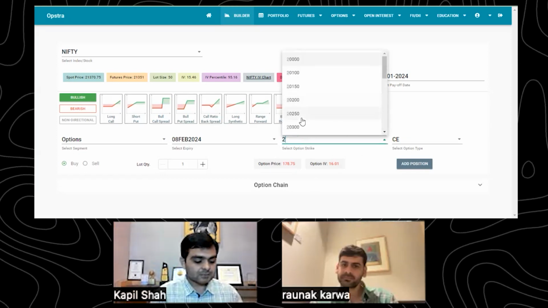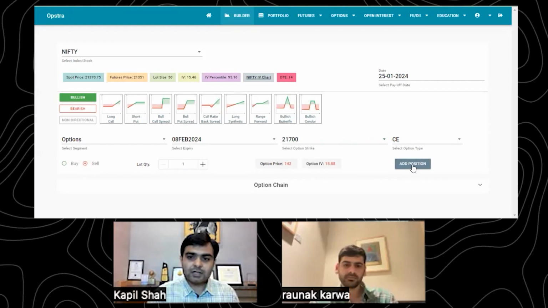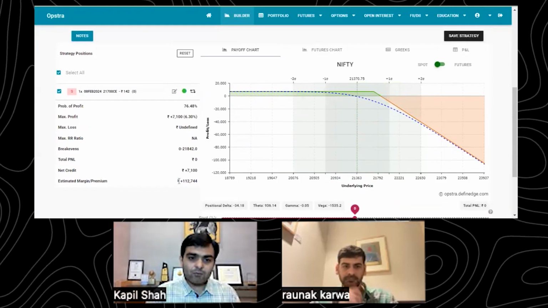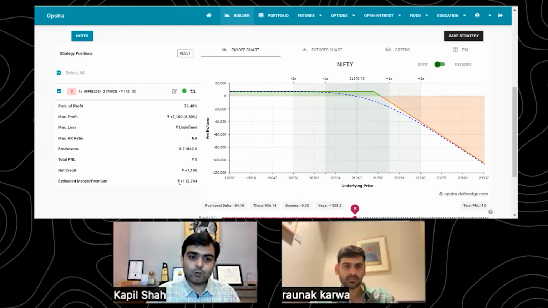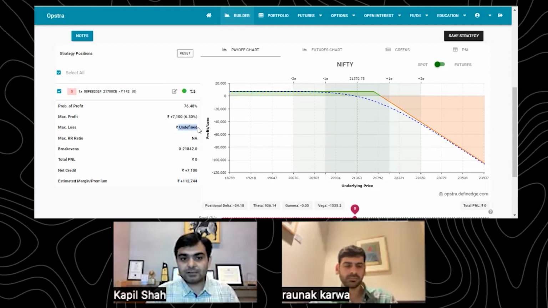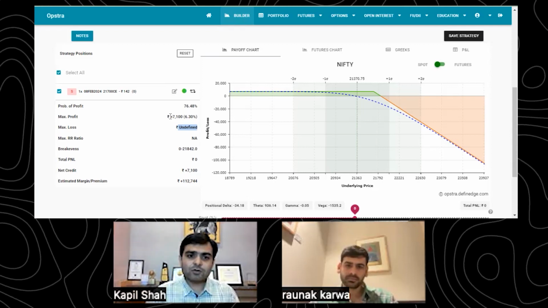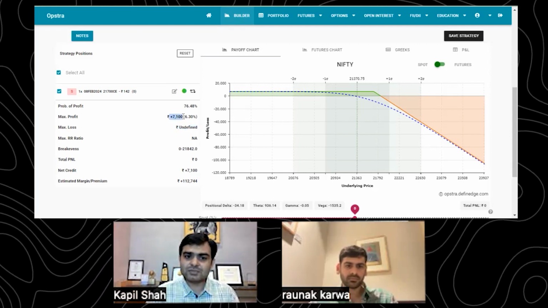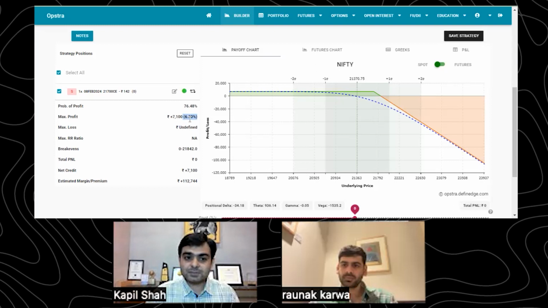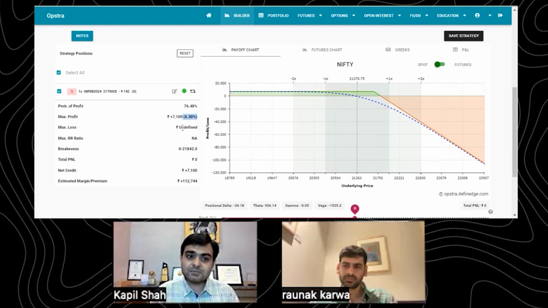I select my strike price, create a short position on this, and add the position. I can see that for this trade, I am occupying 1,12,000 rupees as margin. I have an undefined loss: if the market shoots up on the high side, I will have unlimited risk, whereas on the profit side, I have a profit of 7,000, which is 6% of it. By blocking so much amount, I gain 6% with unlimited risk. But here we can use strategies which hedge us.